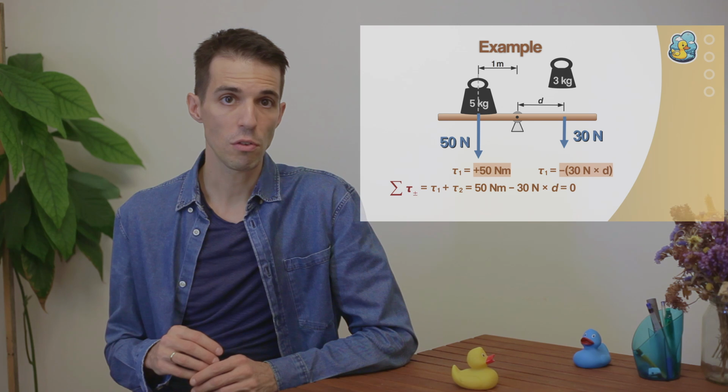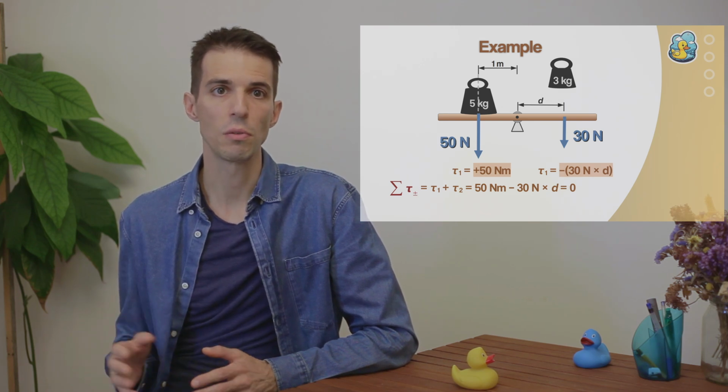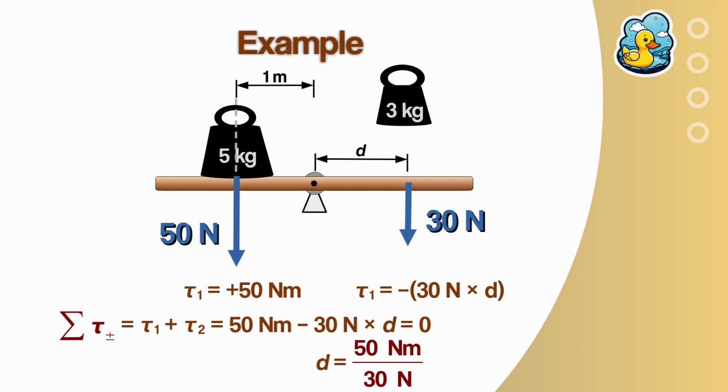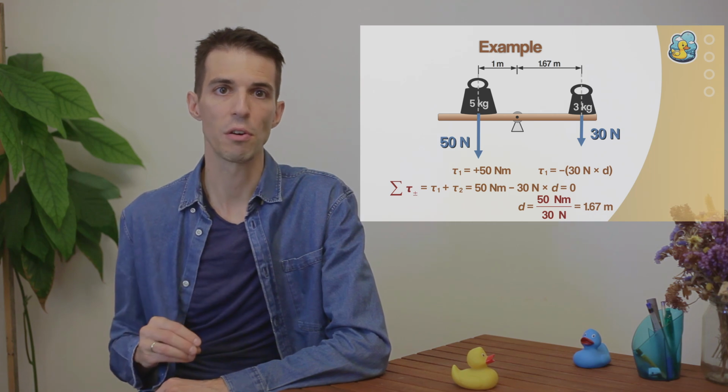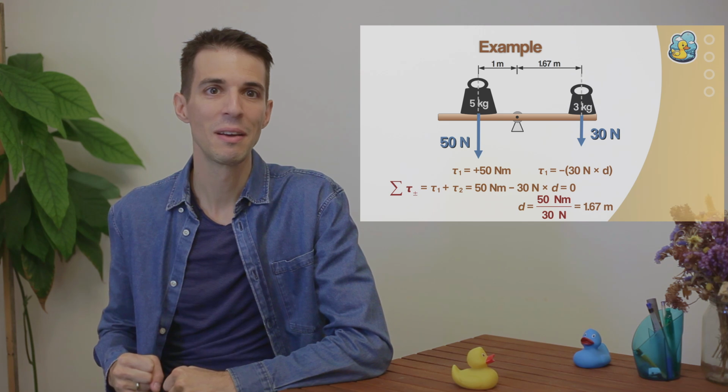50 newton meters minus 30 newtons times d meters equals 0. If we rearrange, we get d equals 50 newton meters over 30 newtons. That is 1.67 meters. That's where we have to place our 3 kilogram weight. Yeah, balance achieved. As usual, let me leave you with a question to think about till you start the next video.